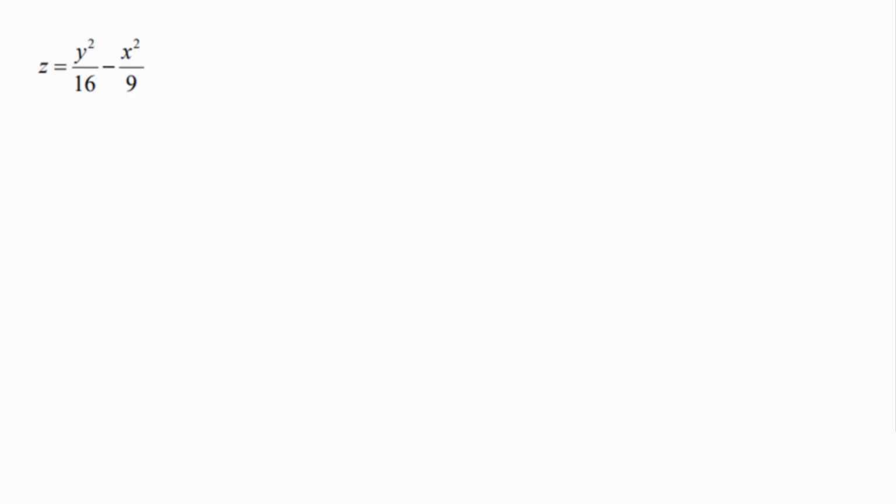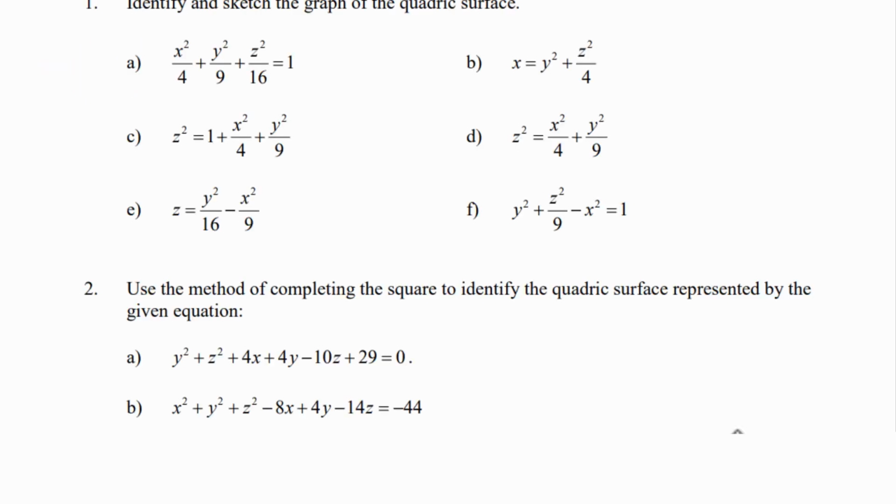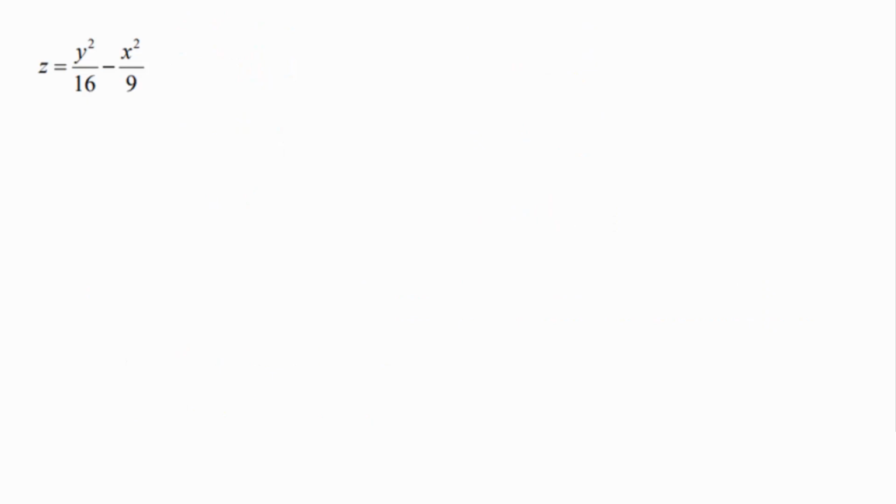And I didn't look at the instructions, but I'm assuming it says to graph these things. Identify and sketch. Okay. So I gave you 6 quadric surfaces the other day. Which one does this look like? Looks like that saddle shape, the hyperbolic paraboloid shape.